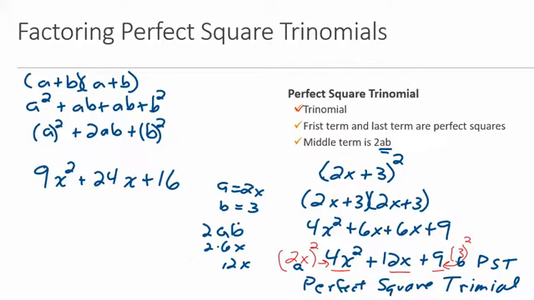Well, it's a trinomial, certainly. That's good. The first term and the last term are perfect squares. Yes, they are. This first term is 3x squared, and the last term is 4 squared. Is the middle term 2 times a times b? Remember, the a value is the 3x. The b value is the 4. So is the middle term 2 times 3x times 4? 2 times 3 is 6, times 4 is 24. We have it. So that's a perfect square trinomial.